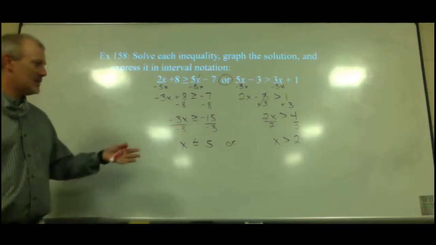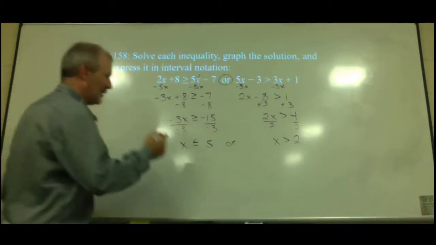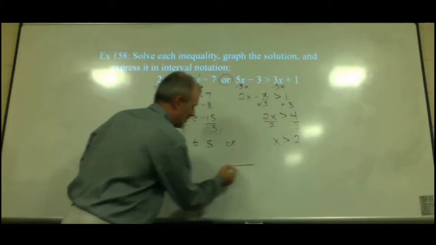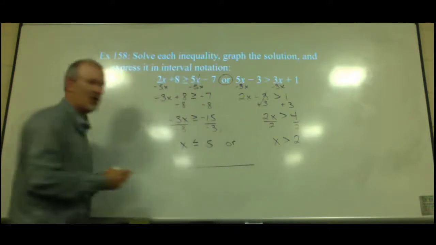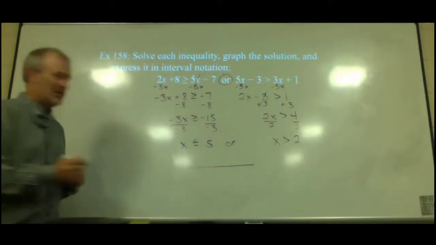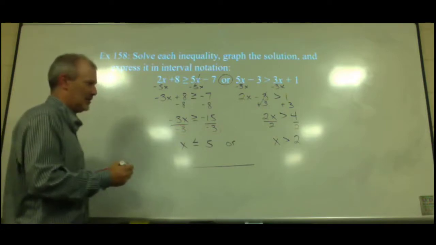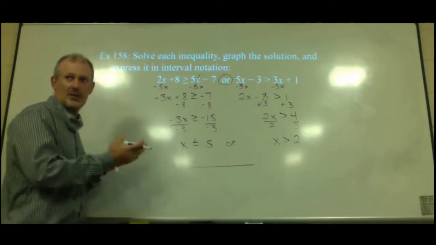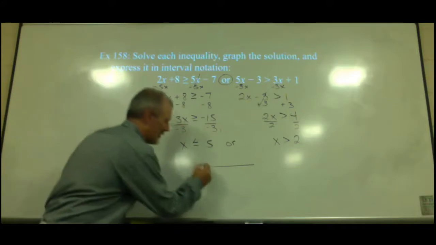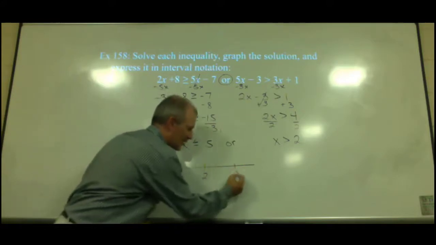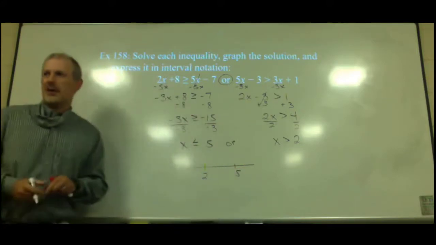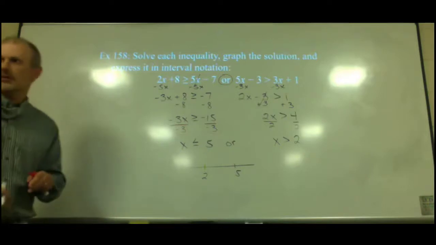Okay, so we have our 2 statements here. And again, let's make sure this makes sense. Where should the 2 go in relation to the 5? On the right. So the 2 and the 5, 2 on the left, 5 on the right. Always make sure you put them in the right spot, because otherwise your pictures get crazy.